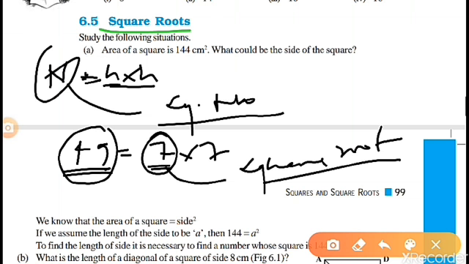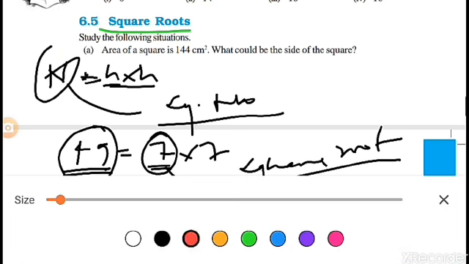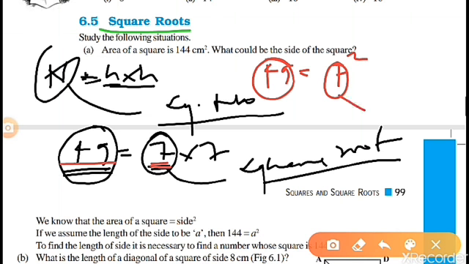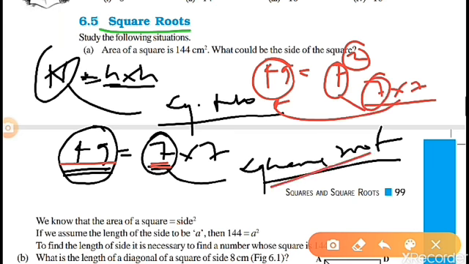This is the relation between the square and the square root. 49 is a square number and 7 is its square root. If we write 49 equals 7 square, then 49 is a square number and 7 is a square root. Here the power of 2 means that if we square this 7, that is 7 into 7, we get 49. So 7 is the square root and 49 is the square number.